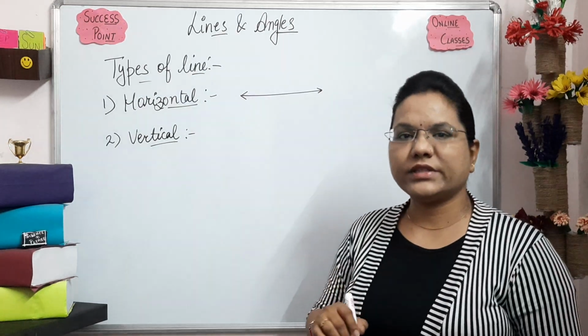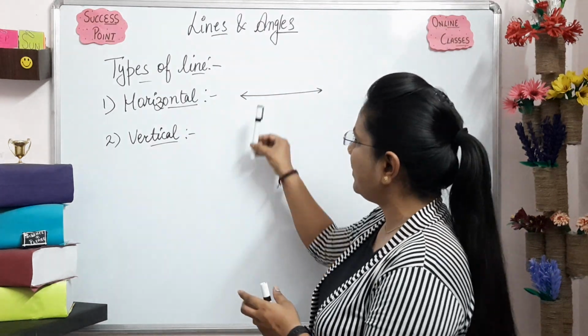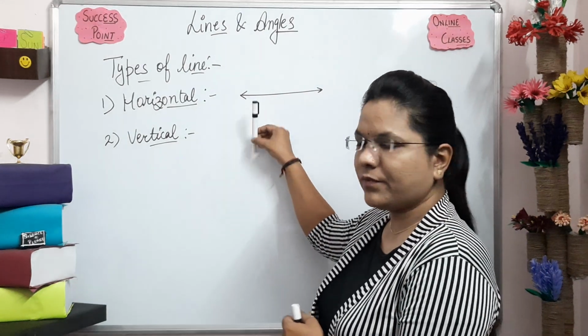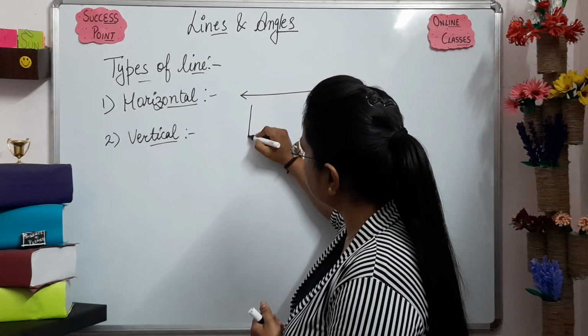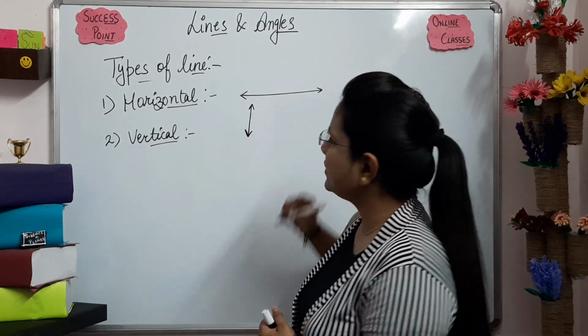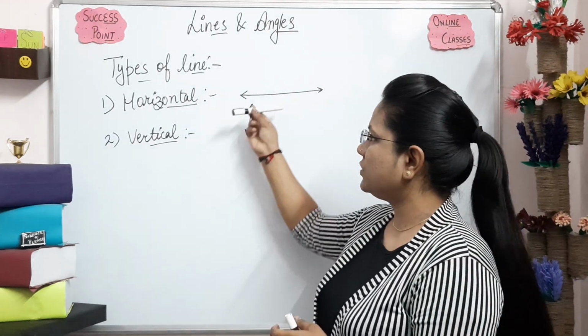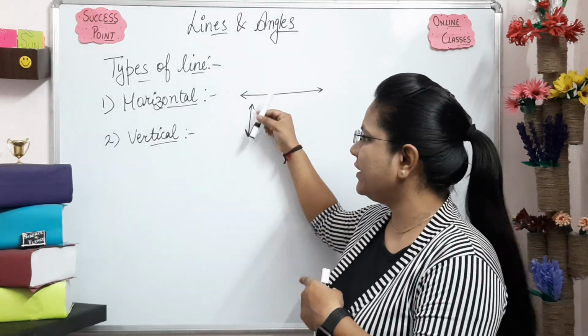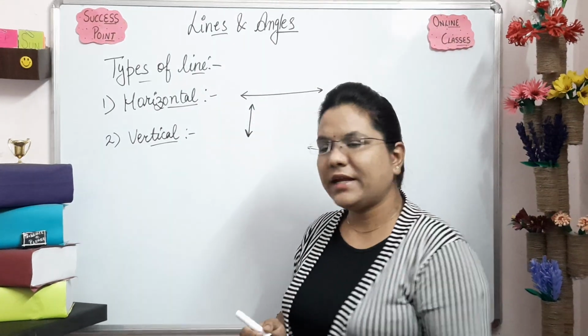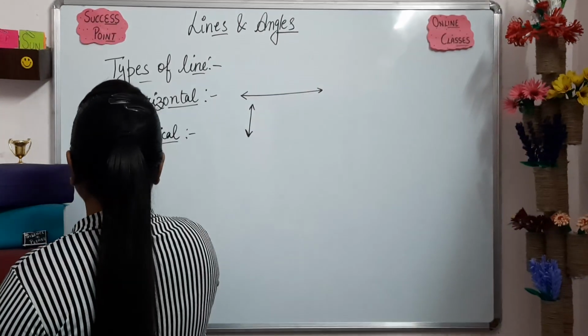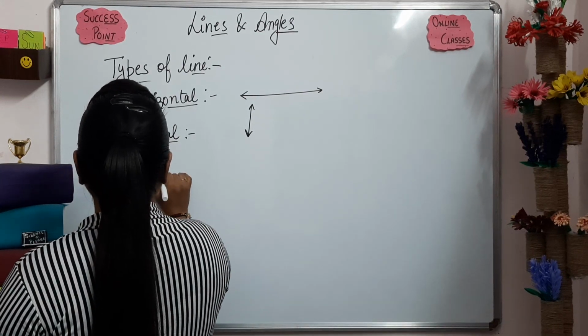So how to draw a vertical line? A vertical line will be in this form. Standing position, we are calling it a vertical line. So sleeping position, horizontal line; standing position, vertical line. Moving to the third type of line, that is slanting line.